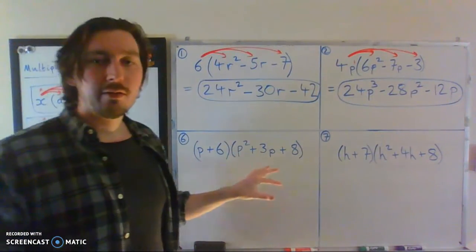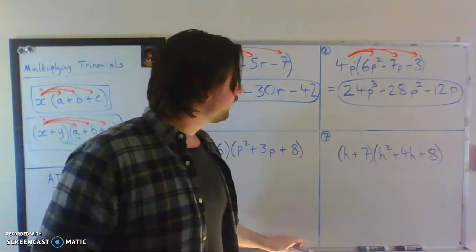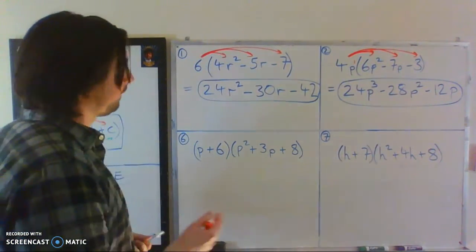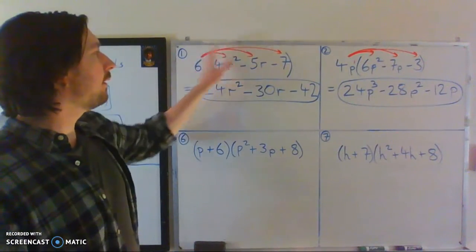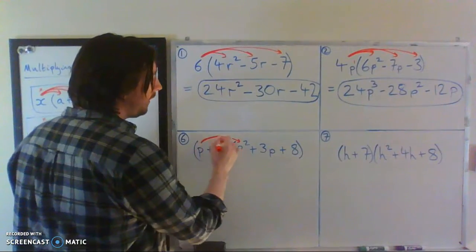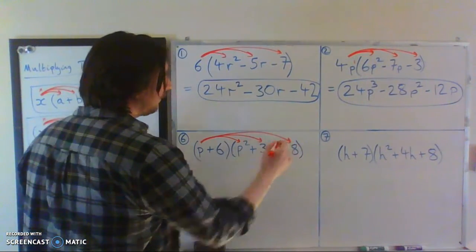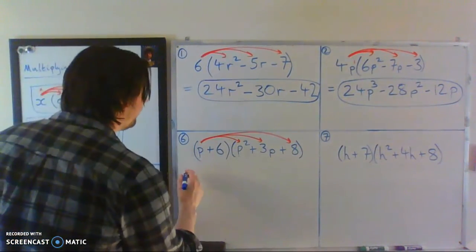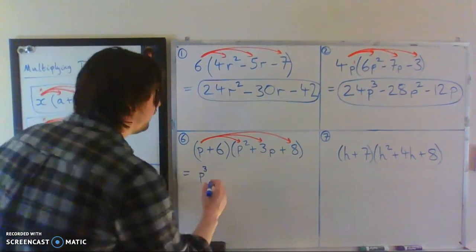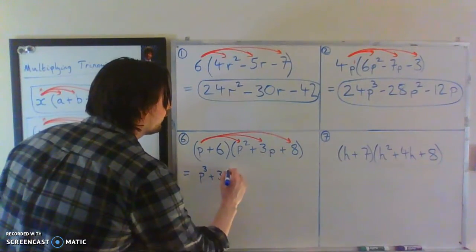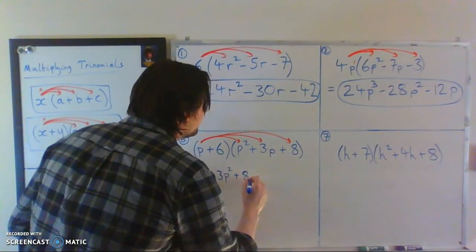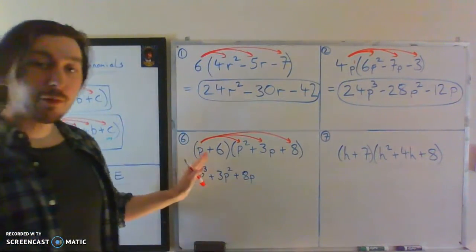Now on number 6, you might be able to add some stuff together. So there's just a few of these questions. I'm going to do 6 and 7. You try 8 and 9. So just like we did here, we're going to take the first thing, p, and distribute it on these three things. So p times p squared is p3. P times 3p is 3p squared. And then p times 8 is 8p. So we've distributed the first thing, the p.